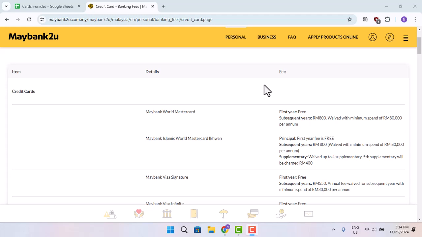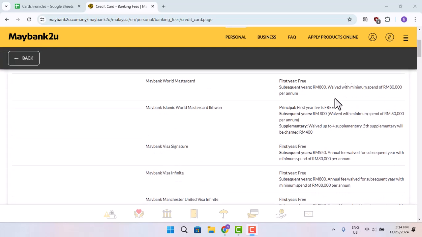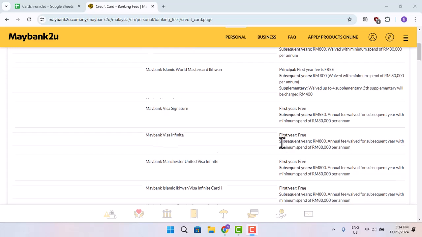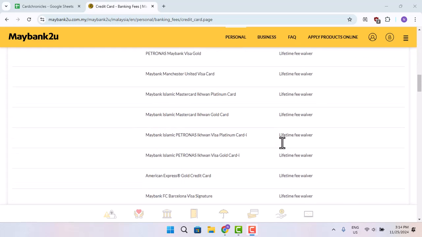the credit card. So for now, I found one which is maybank2u.com.my/maybank/malaysia/personal banking. So here they've listed out the detailed information regarding the credit cards and their fees. So you could go ahead and read about this in detail as well.